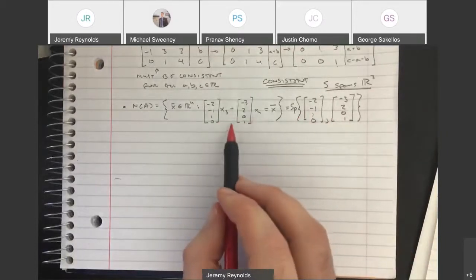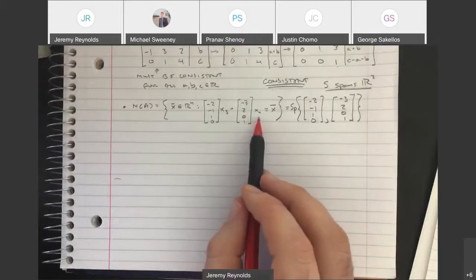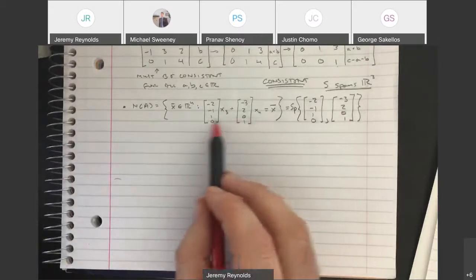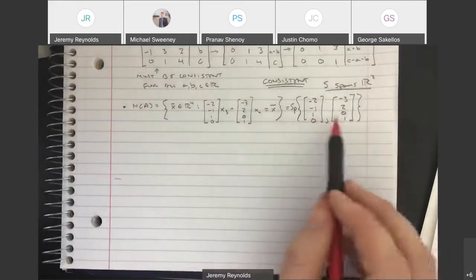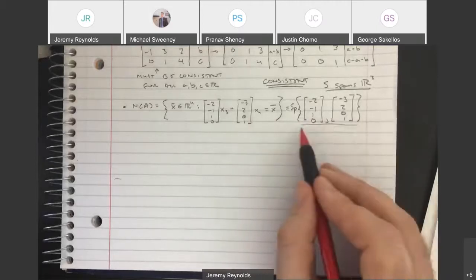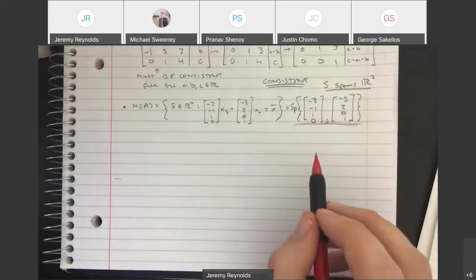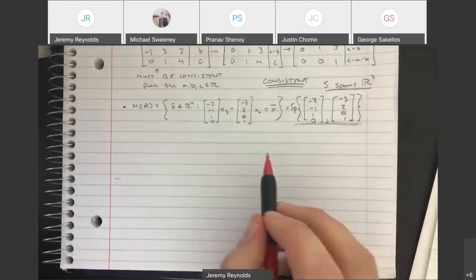So if we plug in any value for x3 and any value for x4, we create a linear combination, and that's exactly what this is saying. So this is saying any combination of these two vectors. So these are equivalent. So this is just our new way that we're talking about spans today. It's just in sets of vectors.